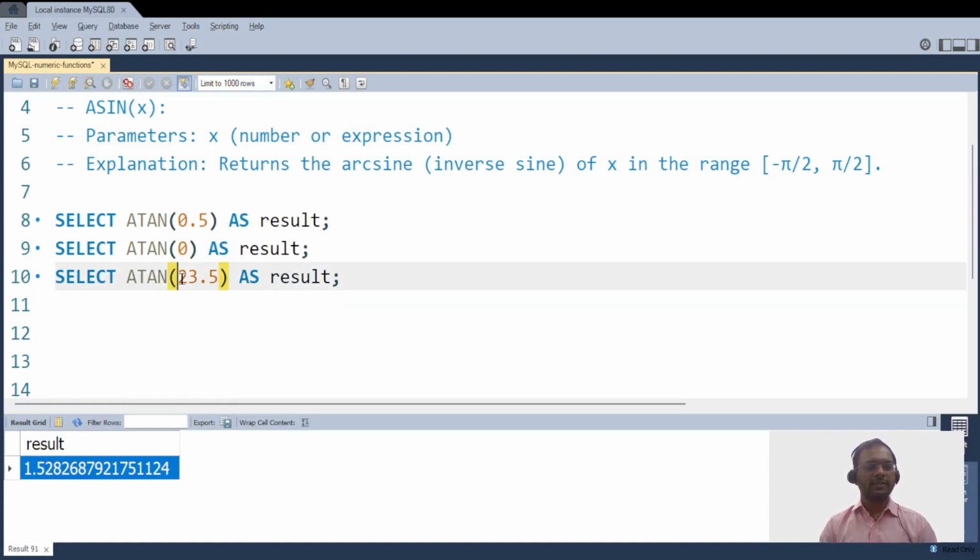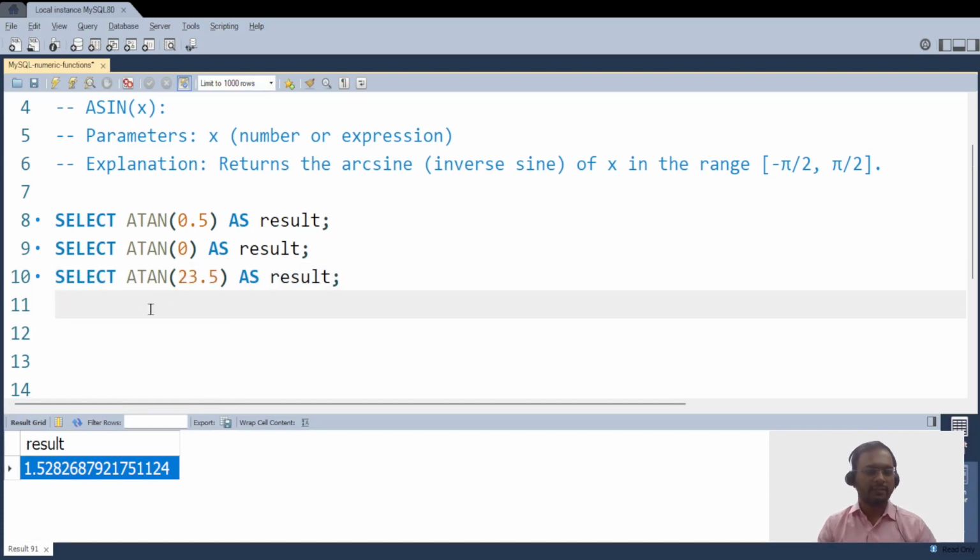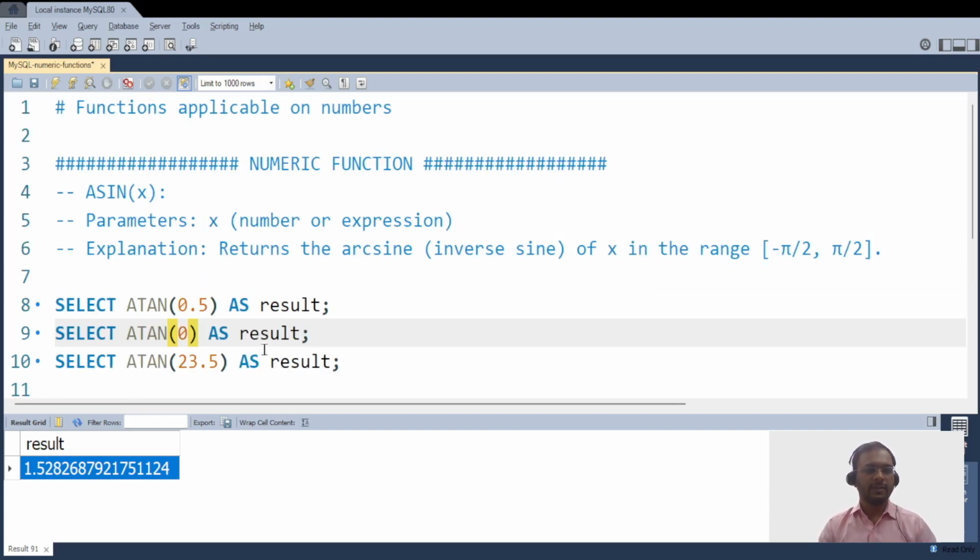And so for tan, we can mention any number which lies between minus infinity and plus infinity, whereas for cos and sine, the number should lie between minus 1 and plus 1. So that is how we can utilize the ASIN, ACOS, and ATAN functions to find the inverse trigonometric function values for any particular given number.